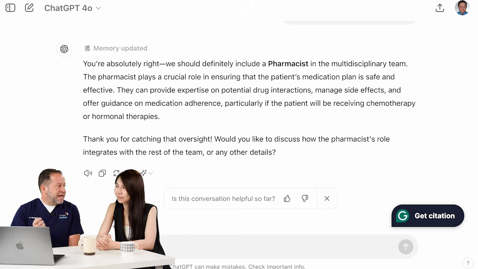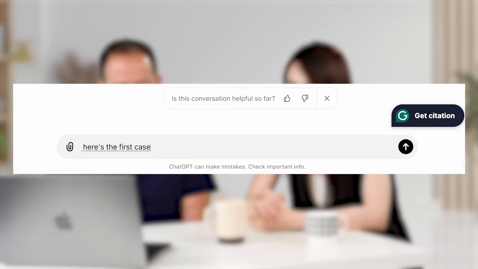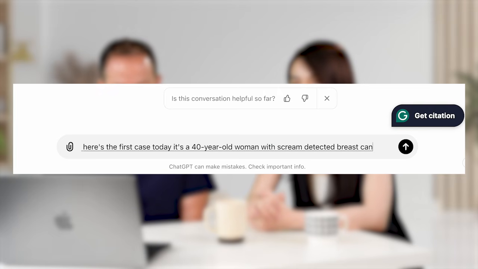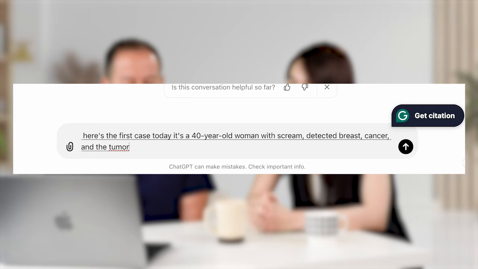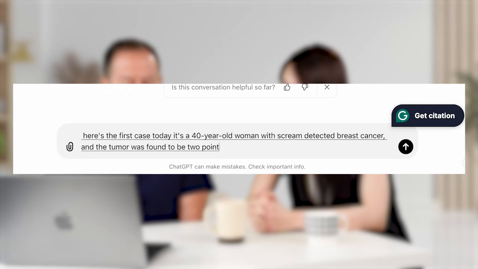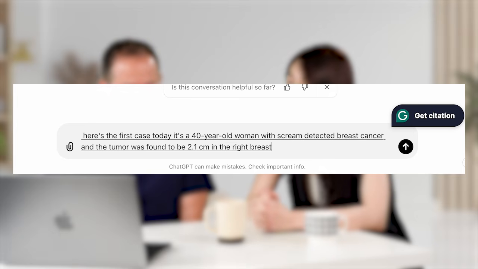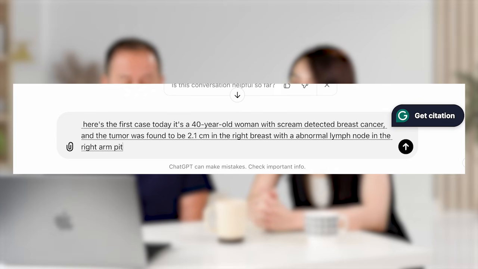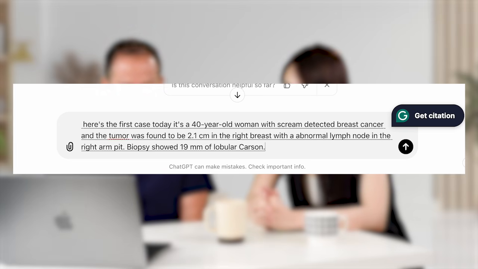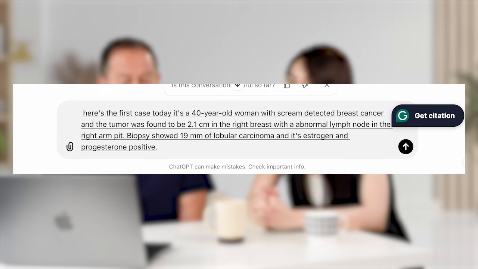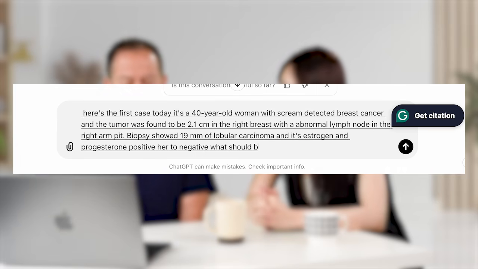Now, let's give it a case scenario. Here's the first case today. It's a 40-year-old woman with screen-detected breast cancer, and the tumor was found to be 2.1 centimeters in the right breast with an abnormal lymph node in the right armpit. Biopsy showed 19 millimeters of lobular carcinoma, and it's estrogen and progesterone positive, HER2/neu negative. What should be done next?